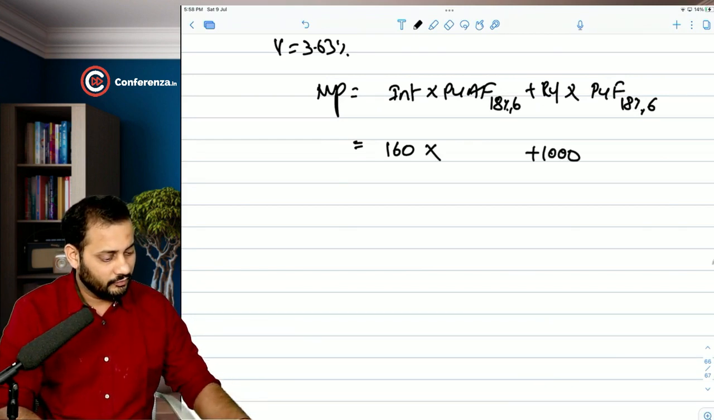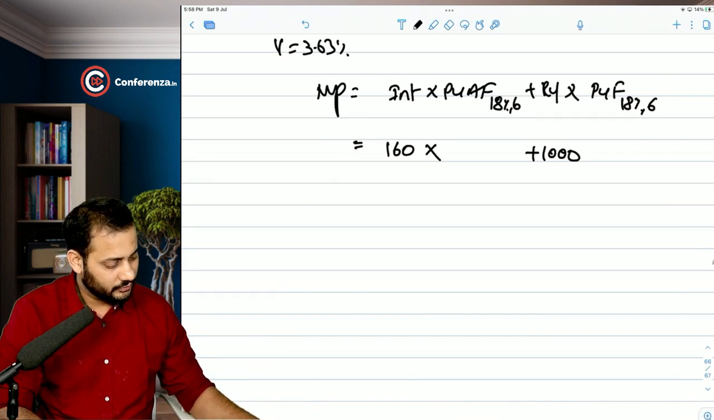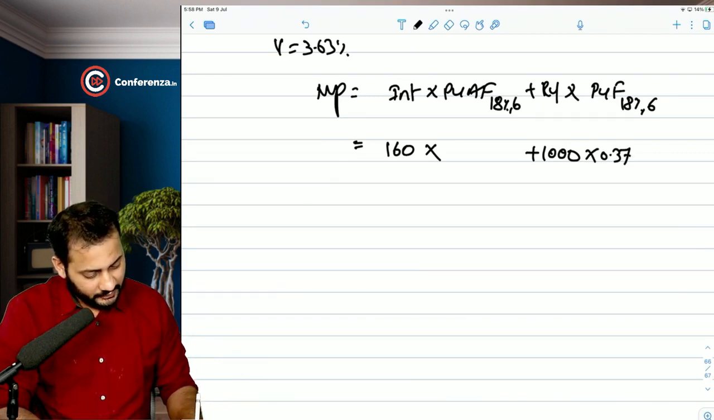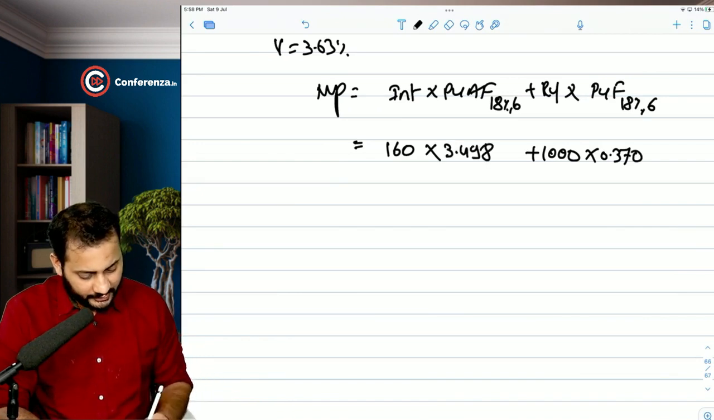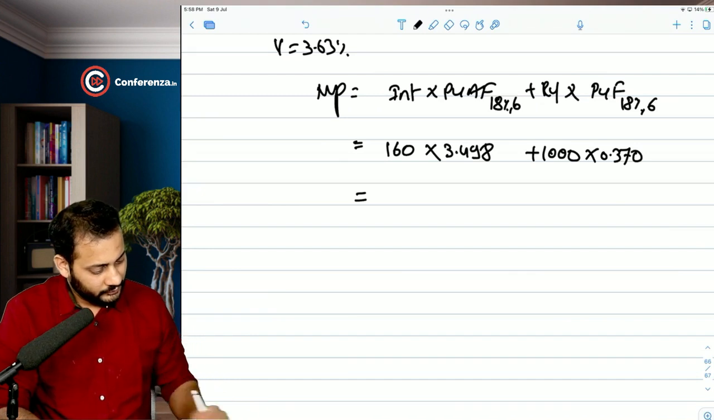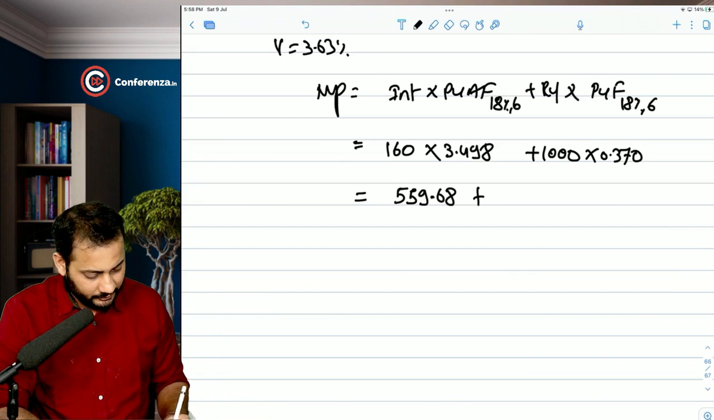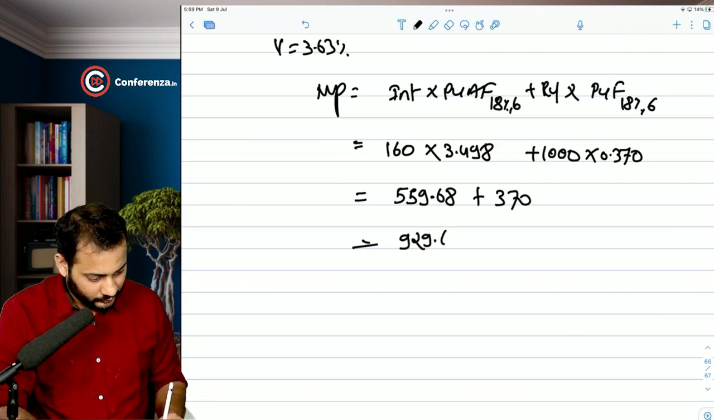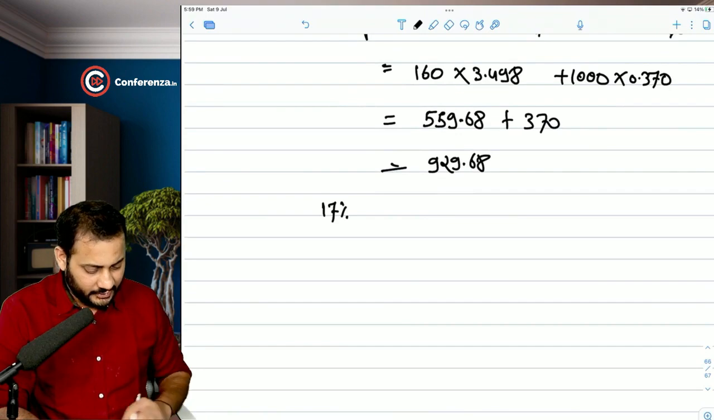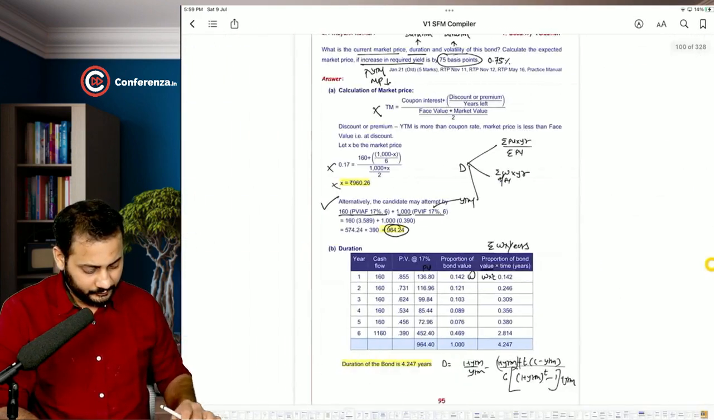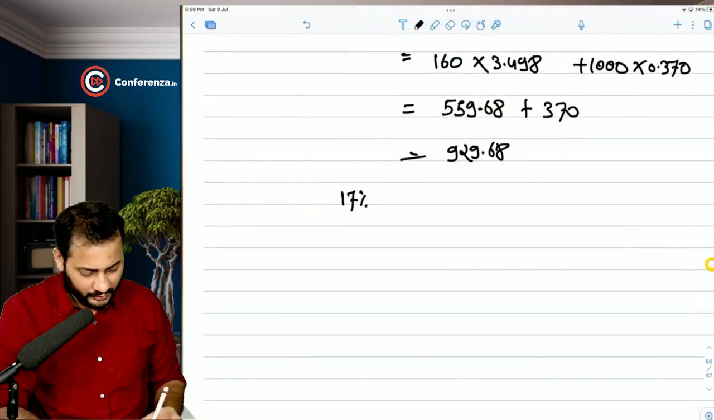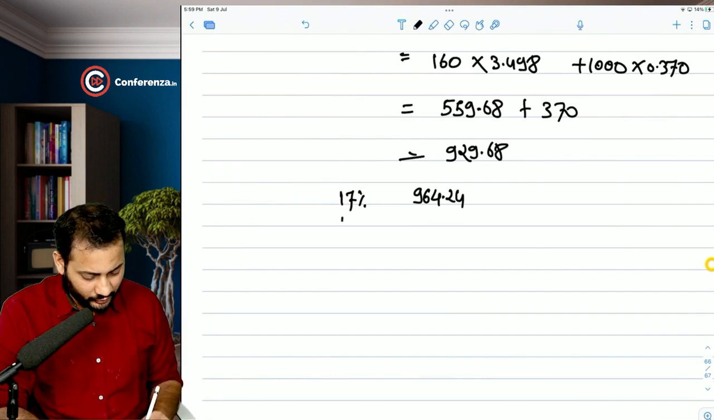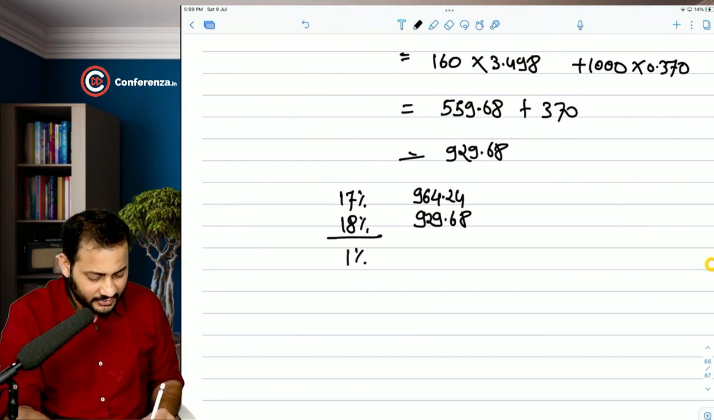Let's find out the annuity factors at 18%. 1 divided by 1.18, and so on for each year. Okay, so that's 0.370 here and 3.498 here. 559.68 plus 370. Let's do the total: 929.68. Now understand. At 17% the market price was 964.24, do you agree with this? And at 18% the market price is 929.68.